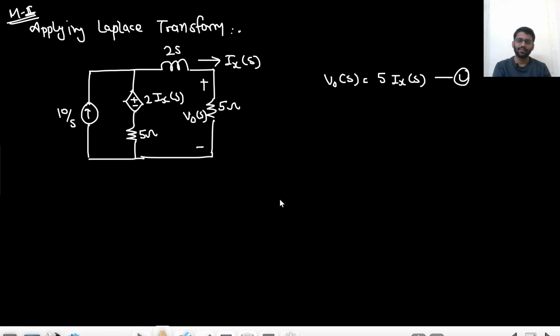So how will I find it? Look, I can write KVL in this loop. How will I write? What is the current in this direction? What is the amount of current in this direction? Can you tell the value? From Ix of S, 10 by S is getting less. So the value of current here is Ix of S, and from that 10 by S is going that way, so the rest of the current would be going that way.